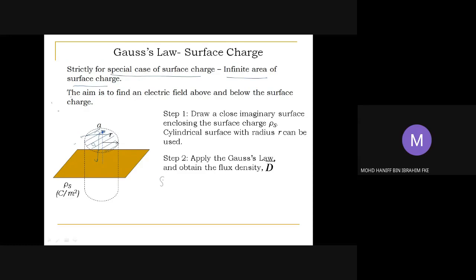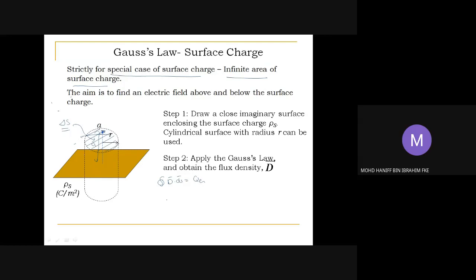Okay, so we have D dot dS equals the enclosed charge. So this is the equation from the Gauss law. We assume that this particular surface, the Gaussian surface here, this cylindrical structure, the cross section of it, let's say, has an area of delta S, for instance.